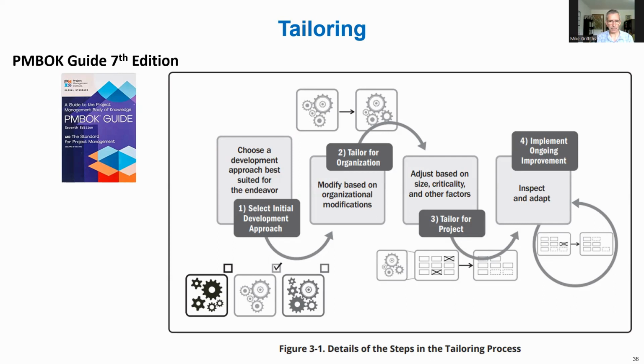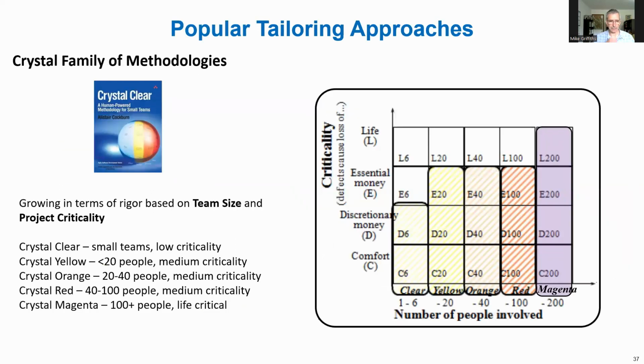So let's talk about tailoring in particular, and some of the different approaches and where it all came from. One of the first approaches I was exposed to was Alistair Cockburn's work around the Crystal family of methodologies, right? And Alistair said, well, you don't have one process for all your different project types. Crystal Clear is for small teams, right? And it's light on guidance.